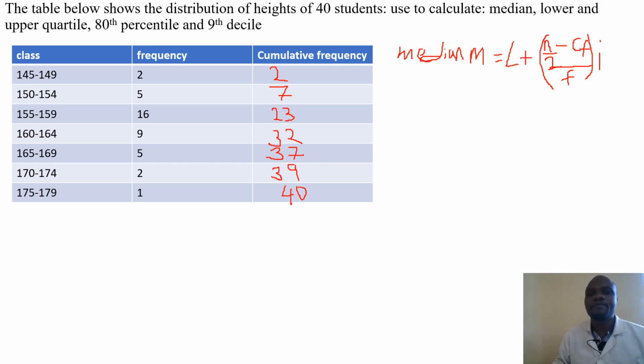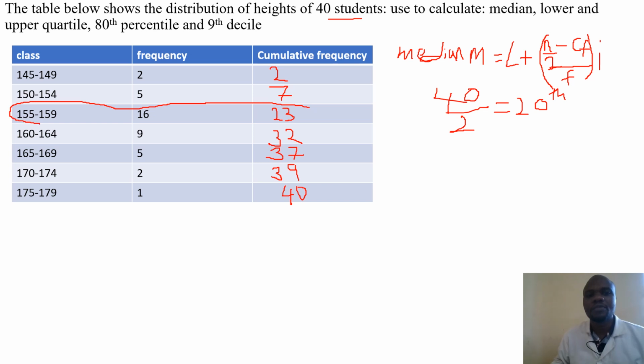Because we have 40 students, to get where the median class lies we have to get the position of the median, which is n divided by 2. This is 40 divided by 2, which gives us the 20th. So we have the median class at the 20th. Our 20 is in between 7 and 23, so our median class is this one that you're going to use.